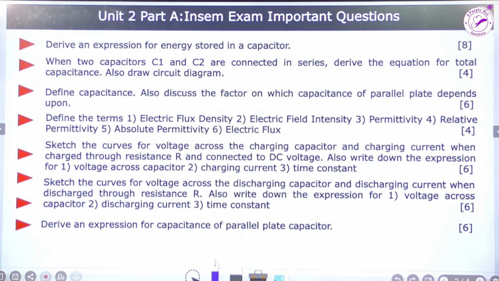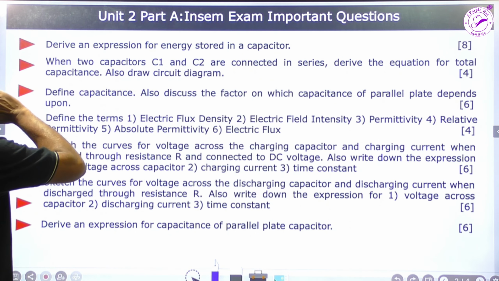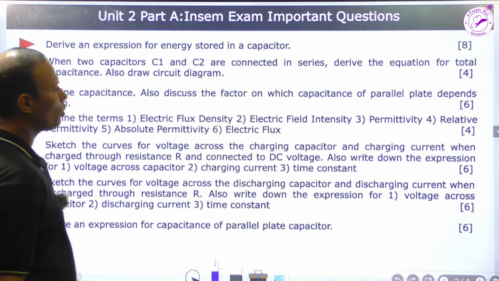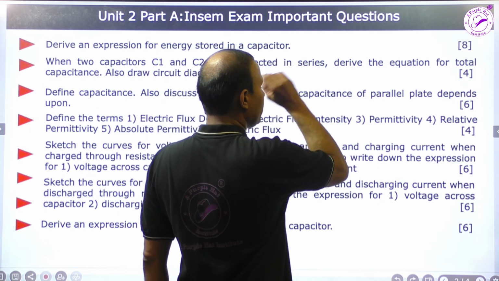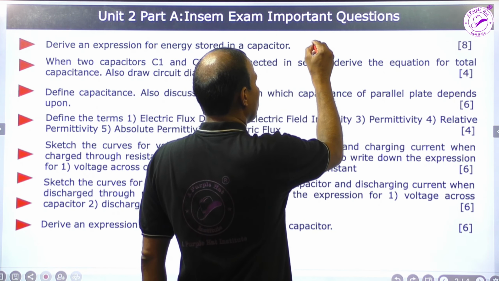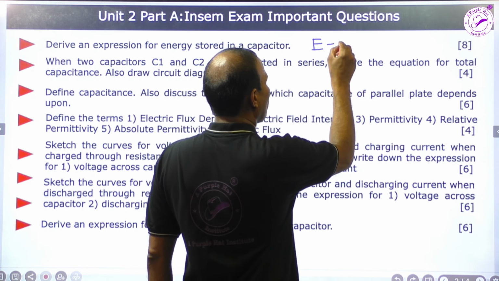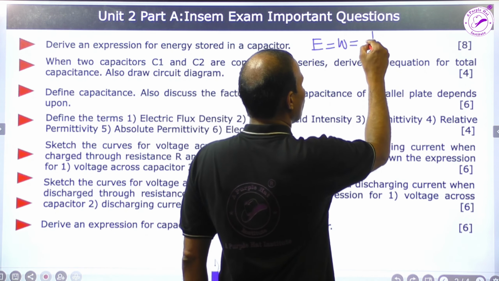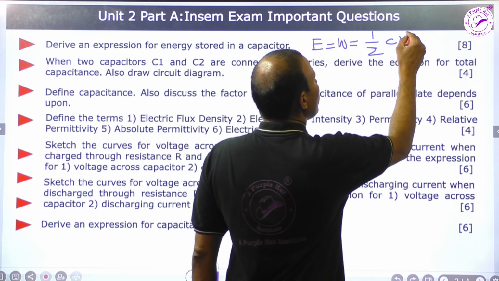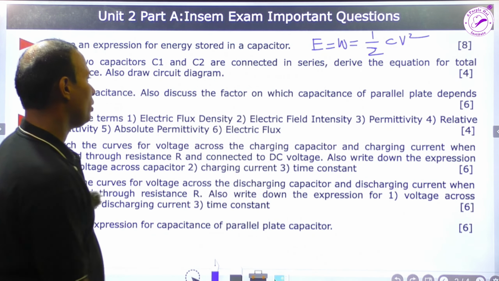Now chapter number 2, and in this there are 2 parts. First is electrostatics and second is AC fundamentals. In electrostatics, derive the expression for energy stored in a capacitor. We know a capacitor can store energy. This is equal to E, or sometimes W can also be considered, 1/2 C V square. This is the energy stored inside the electrostatic field.